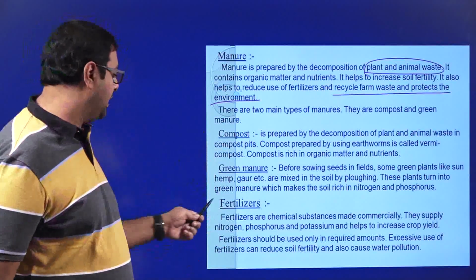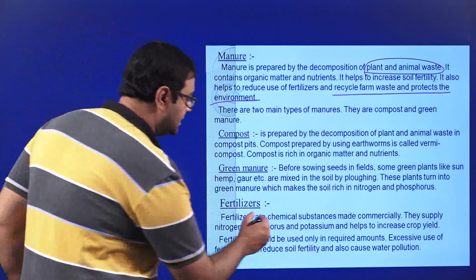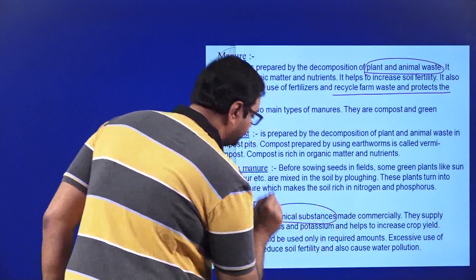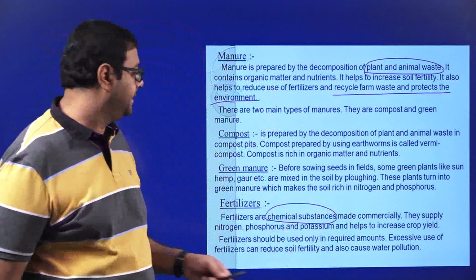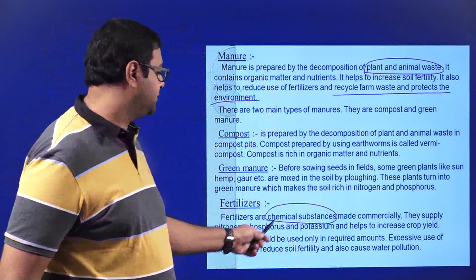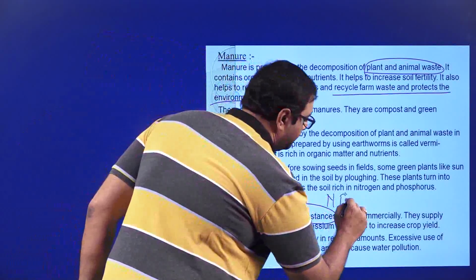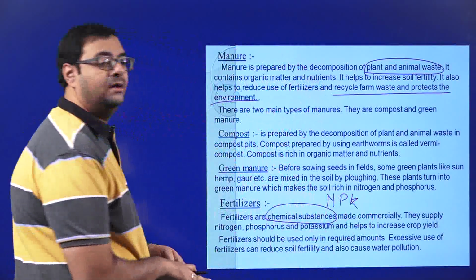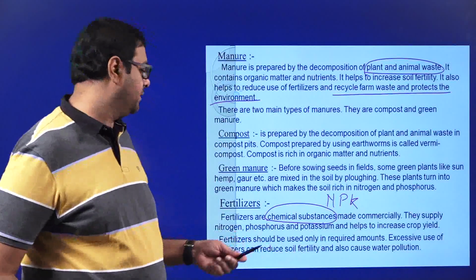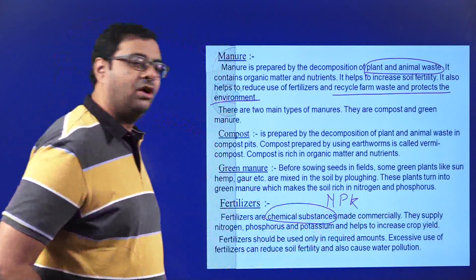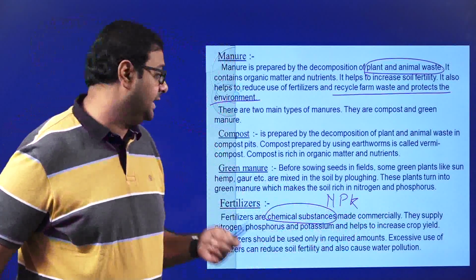Okay, then you have fertilizers. Fertilizers are chemical substances. Now these are chemical substances, made commercially. They are made in factories. They supply nitrogen, phosphorus and potassium. So nitrogen, phosphorus, potassium is called NPK. Okay, right? NPK, nitrogen, phosphorus and potassium, and it helps to increase the crop yield. Obviously, when these three are given chemically, the crop yield also will increase.